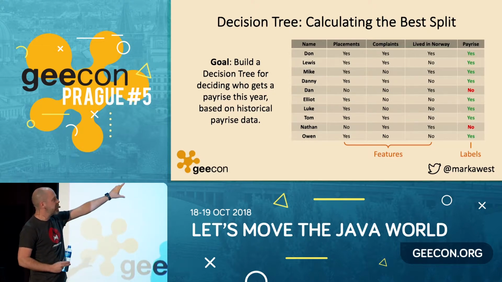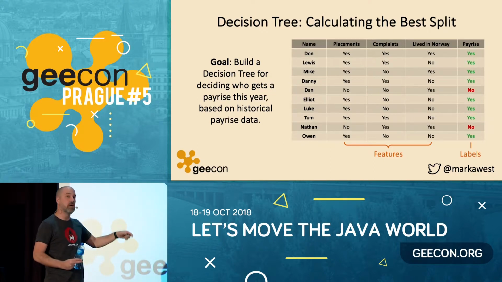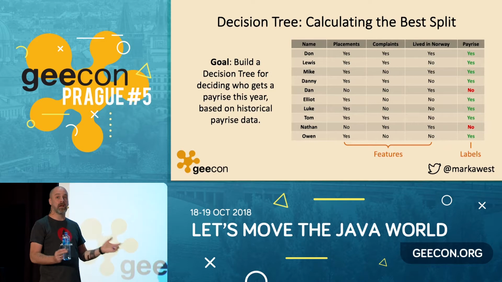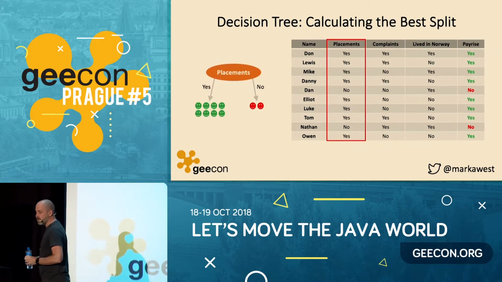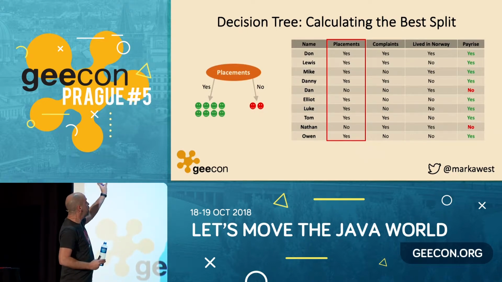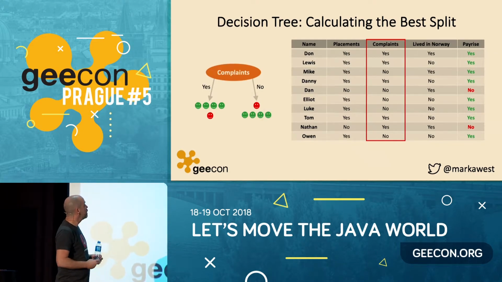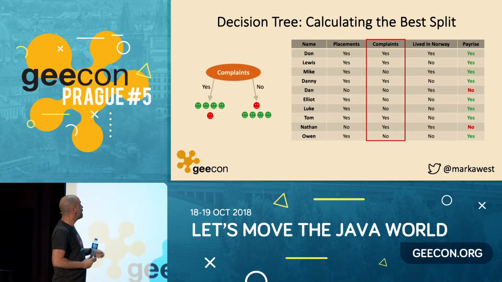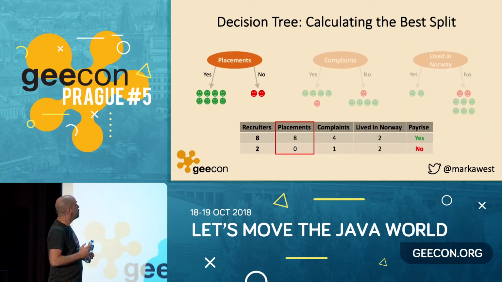So if I take this data here and feed it into a decision tree algorithm, the decision tree is going to try and find the feature that best splits my classes into either got a pay rise or didn't get a pay rise. And it's pretty obvious that the one that does the best split is placements. All of those who made a placement got a pay rise. None of those who did not make a placement got a pay rise. But if we look at the other features, we see complaints doesn't give us a good split because we have people who got pay rises and didn't get pay rises on both sides. And the same with lived in Norway. So it's obvious that the best split is placements, right?